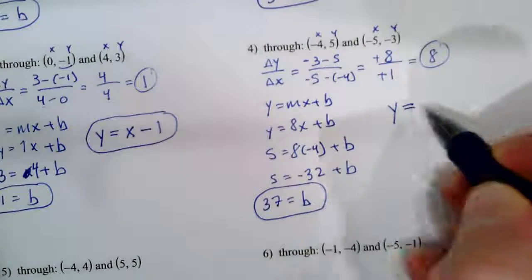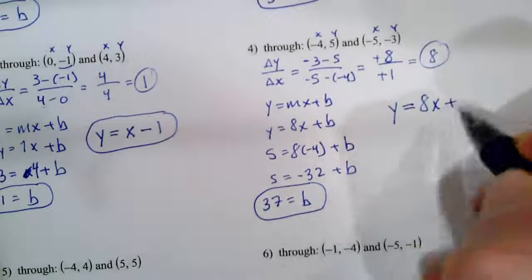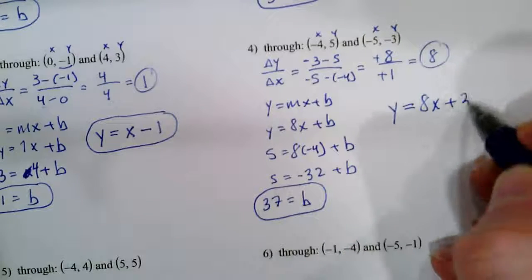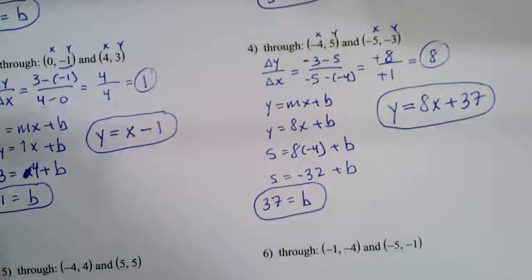So let's write our equation. Y equals our slope, which is 8, x plus our y-intercept, which is 37. And we're done. Good luck with the rest of these.